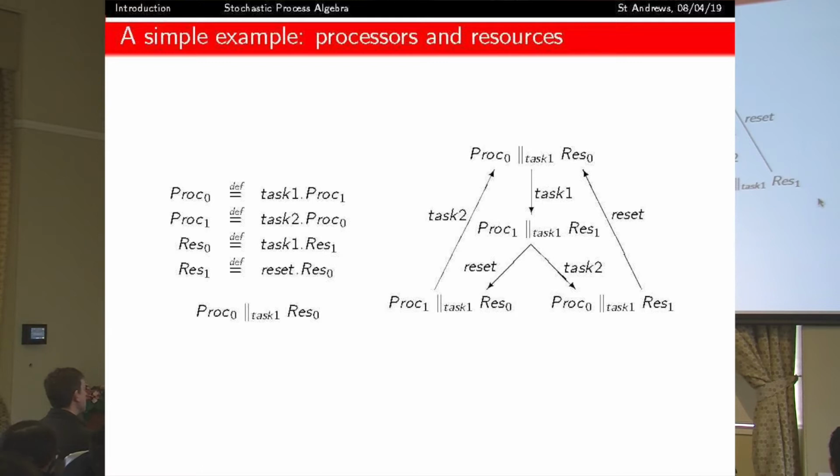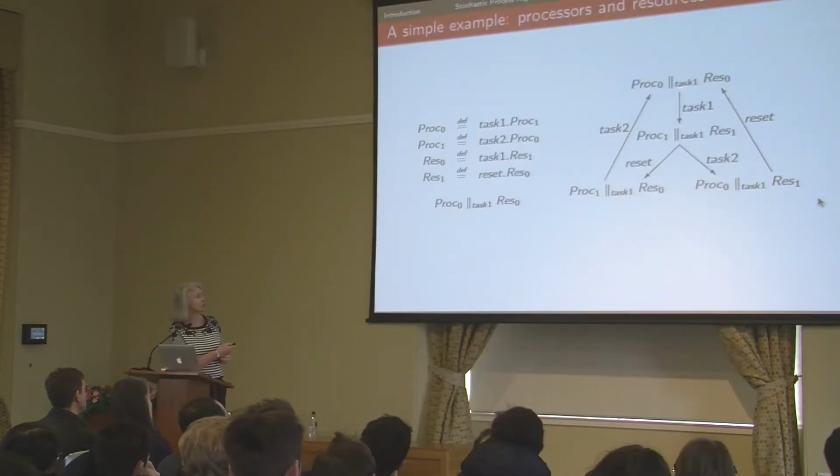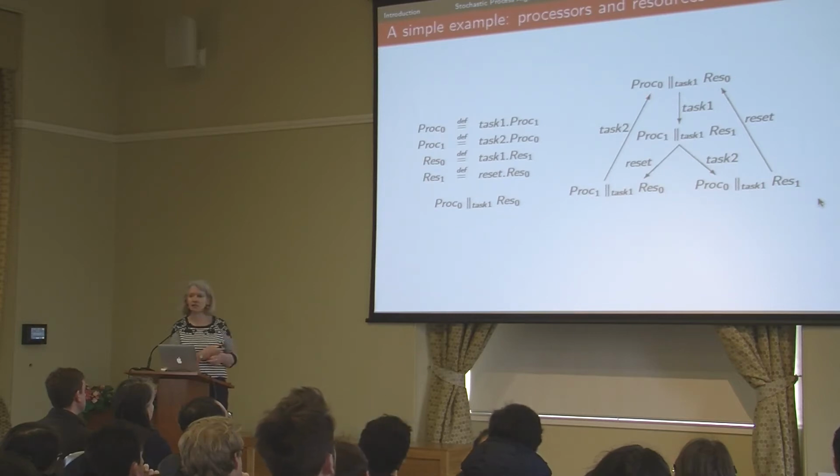Using the structured operational semantics, which I've not shown you yet, we would be able to get this, but it's very intuitive for this case because they're all just sequences. We can only do task 1 together. They both change state. Then they have their separate states and they interleave. So we either get reset, then task 2, or we get task 2, then reset, and we come round again. So that's a labeled transition system.